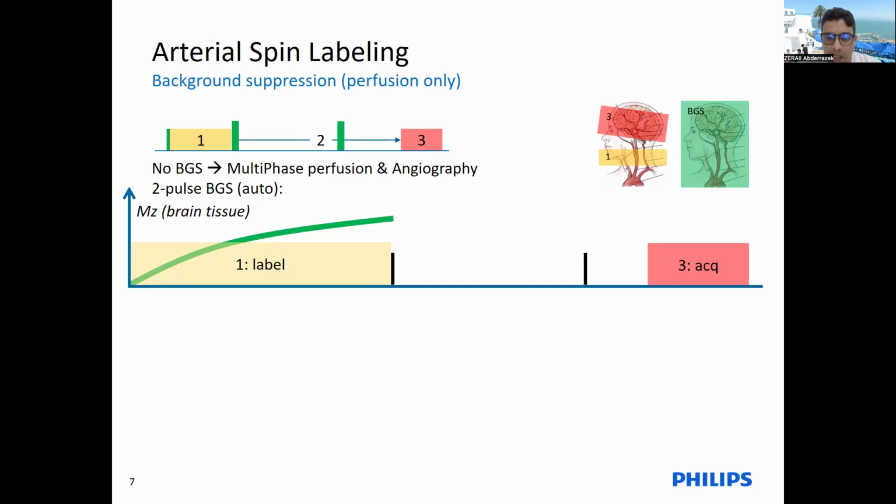We aim to minimize the signal of tissue with a T1 range of about one second, which can be done with multiple background suppression pulses, along with the labeling duration and the post-label delay. In practice, they also need to fit in the post-label delay.